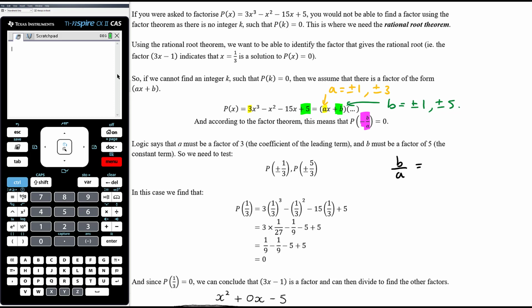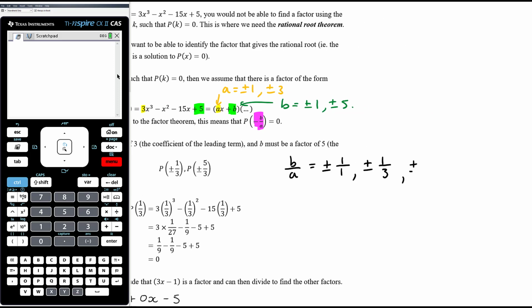If we then think about what that means for b over a, or negative b over a, we'll worry about that later. We could have plus or minus 1 over plus or minus 1, but we don't have to worry about the plus or minus on both the top and the bottom. So therefore we could have plus or minus 1 over 1, which we've already tested theoretically, plus or minus 1 over 3, plus or minus 5 over 1, and plus or minus 5 over 3.